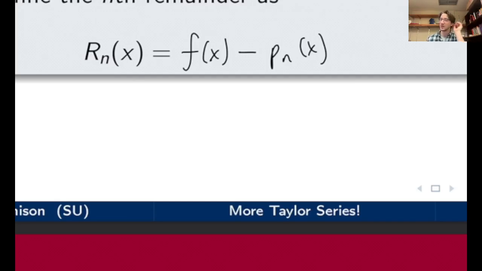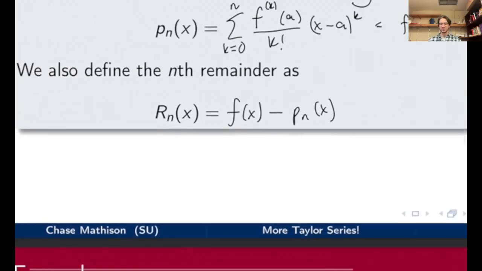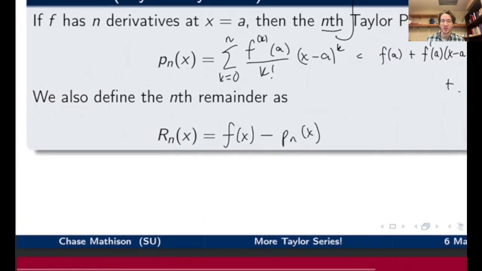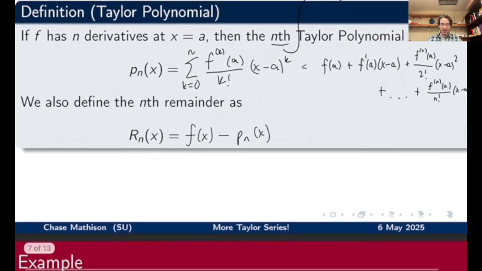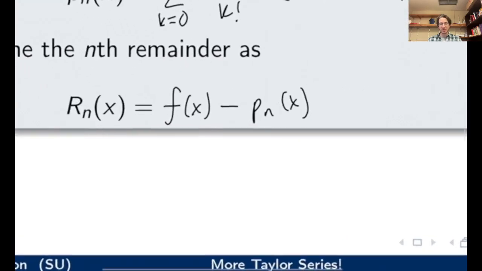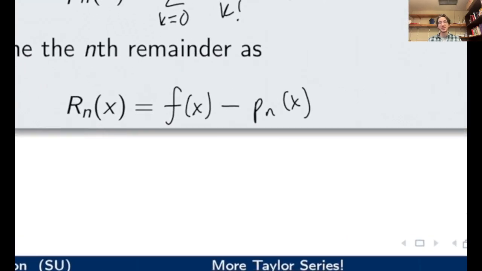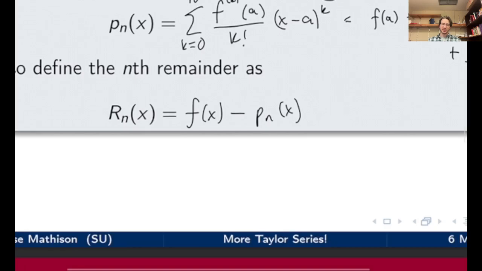They could look very different if the function is very weird. And honestly, I probably won't show you a case where that happens because it's a bit technical. But if you want to see that case, email me and I'll show you. Okay, but that's how we define the nth remainder. Rn of x is just f of x minus the nth Taylor polynomial at x.